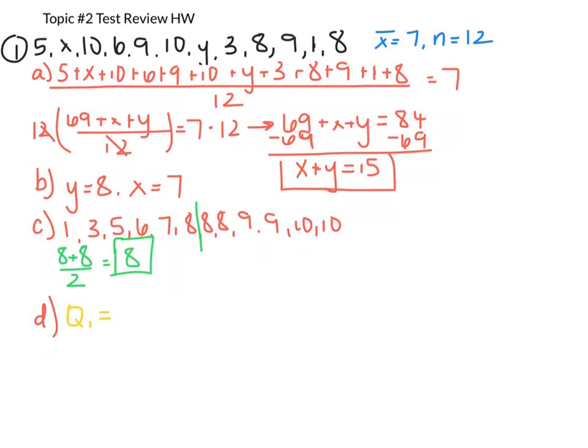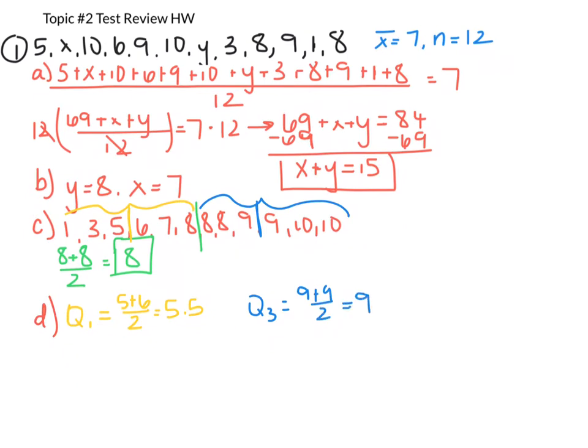Q1 is the median of the lower half of the numbers. There are 6 numbers here, so the median would be between the third and fourth number. So it's 5 plus 6 divided by 2, the average of them, and you end up with 5.5. Then Q3, the upper quartile, is the median of the upper half of the data. That would be between numbers 9 and 10, so you have 9 plus 9 divided by 2. So your Q3 is equal to 9.